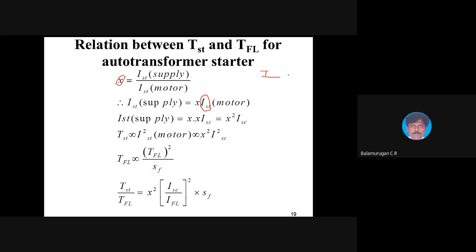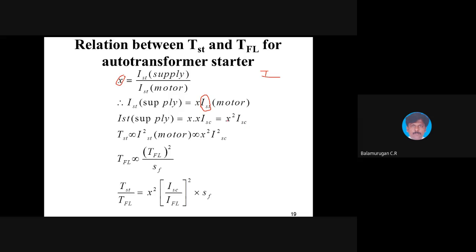X into ISC. You can see the board. ISC equals x into ISC. So you substitute here, you will get x squared ISC. So the ratio will be almost the same. For the stator resistance starter and the auto transformer starter, the starting torque to full load torque equation will be almost the same. You have to differentiate that x in the case of stator resistance will be in terms of resistance value. Here x value will be in terms of reactance value. That's all. The remaining concept will be the same. There will not be major changes.